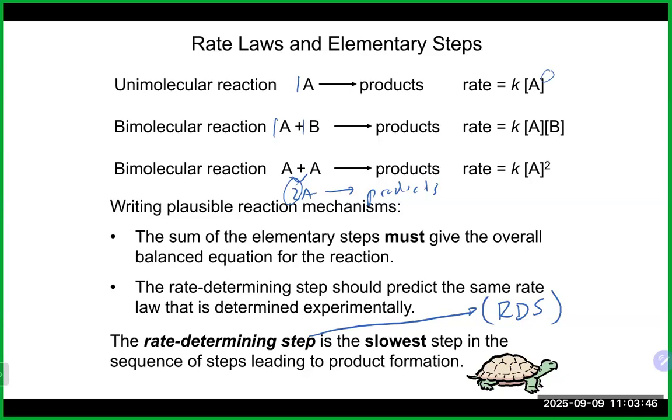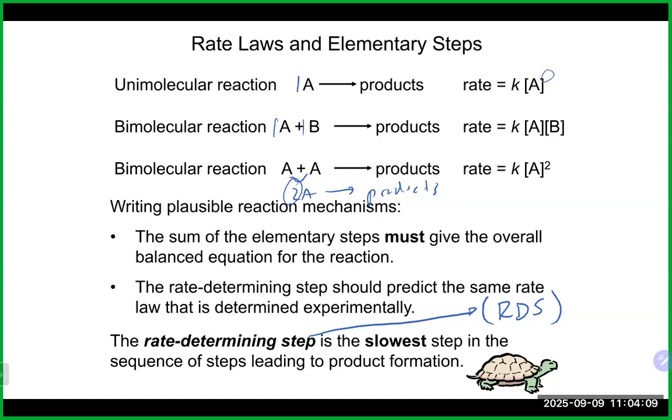You add up all the steps and it equals the reaction you're looking for. And secondly, when you identify in that mechanism which one is the rate determining step, when you write the rate law for the rate determining step, it should have the exact same rate law as the one that was found experimentally. So those are the two things that have to happen for it to be a good mechanism.